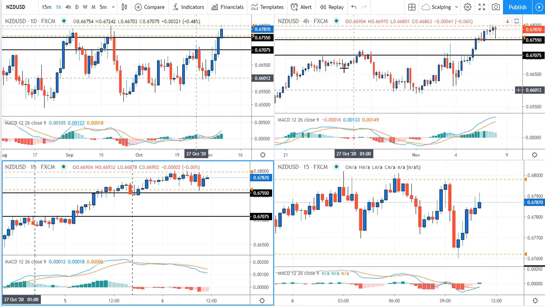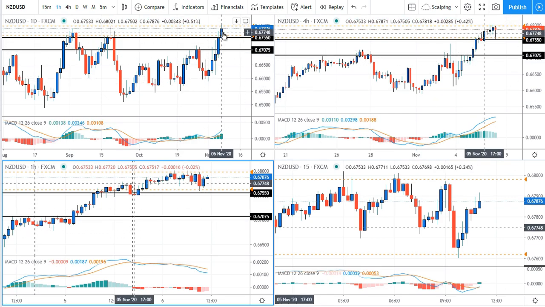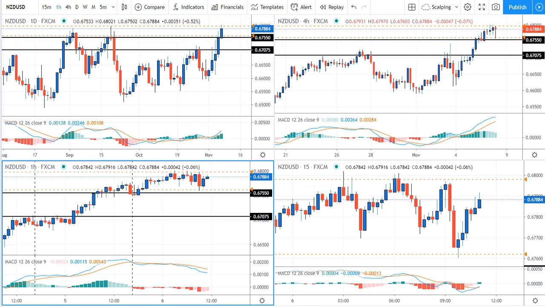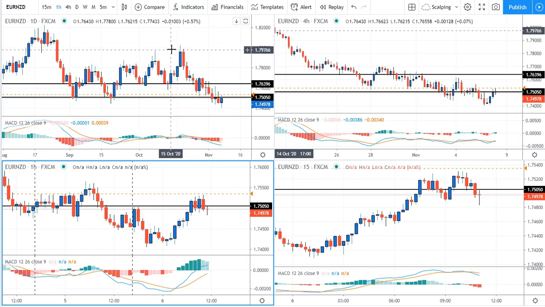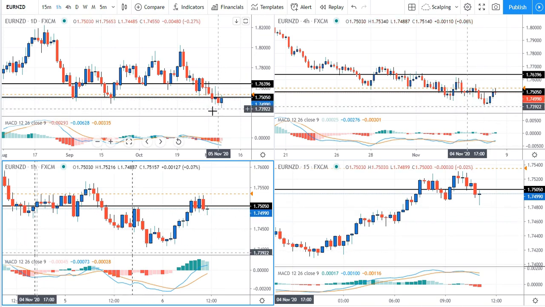So we'll see what happens. I like this trade on the New Zealand US dollar. We're going in alignment with the higher highs and higher lows on the daily chart, and on the Euro Kiwi, it's heading down. You see, we broke this swing low on the daily chart. It's heading down, so I like the idea of selling it back to resistance like we did here.